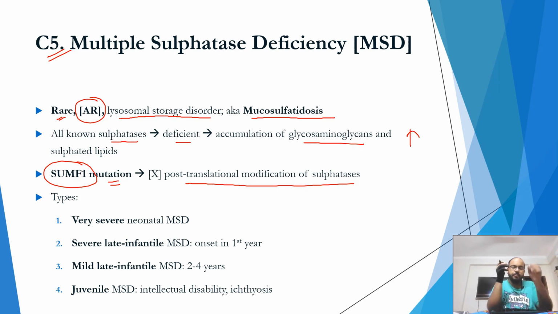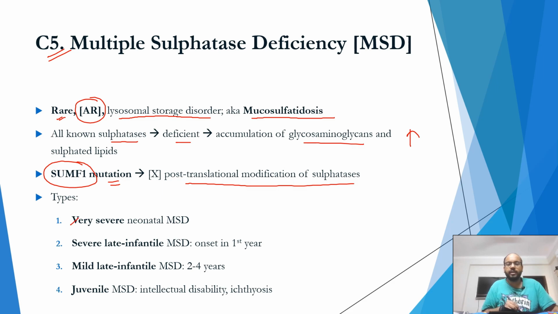So what do we mean by that? In multiple sulfatase deficiency, you have a lot of enzymes in the cells which are responsible for sulfation of proteins. That means they are responsible for addition of sulfur molecules to proteins, and this addition is done by sulfatases. SUMF1 gene is responsible for modification of sulfatases so that they can act properly. If there's mutation in SUMF1, then the enzymes are not properly modified, and they cannot do sulfation or addition of sulfur molecule. So because of that, there are multiple proteins which get affected because they lack that kind of sulfation.